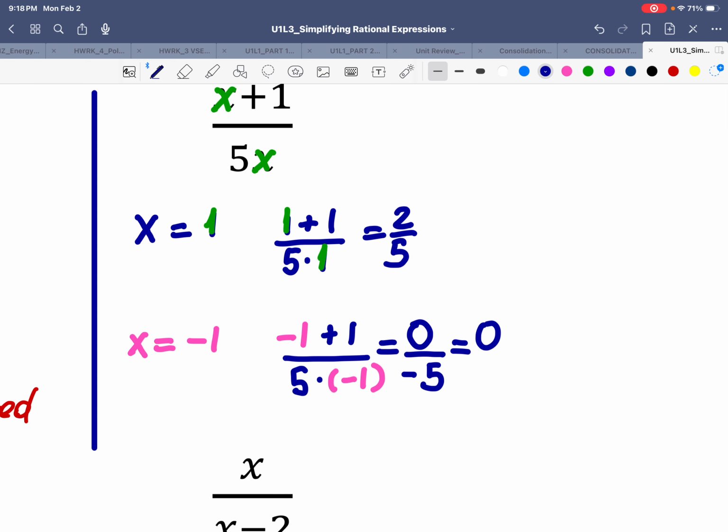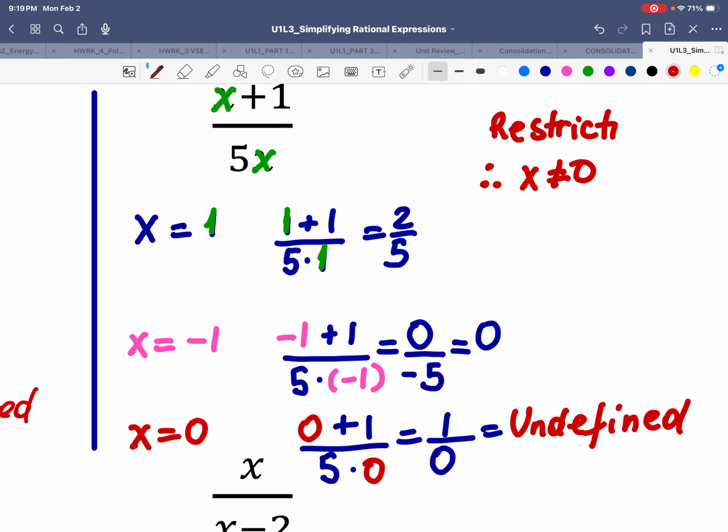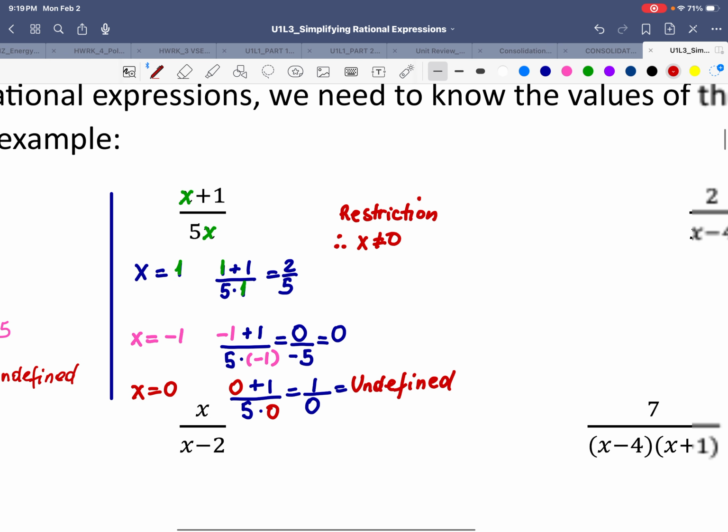So you probably have guessed what value of x we're going to try this time. So we're going to get x to be 0. So that means 0 plus 1 divided by 5 times 0 would be equal to 0 plus 1 is 1, and 5 times 0 is 0. As you can see, this will be undefined. So guess what? We're going to say that x equals 0 is a restriction for this expression. So therefore, x has to be different than 0. And that would be the restriction for this particular rational expression.